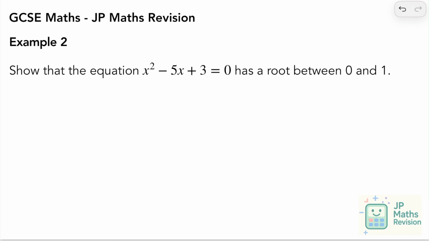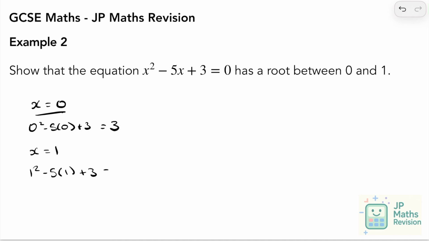So here's another example. We need to show that the equation x squared minus 5x plus 3 equals 0 has a root between x equals 0 and x equals 1. Again, I'm going to substitute in x equals 0. So I end up with 0 squared minus 5 times 0 plus 3, which is equal to 3. And when x equals 1, I have 1 squared minus 5 times 1 plus 3. That's 1 take away 5, which is minus 4, and minus 4 plus 3, which is minus 1.